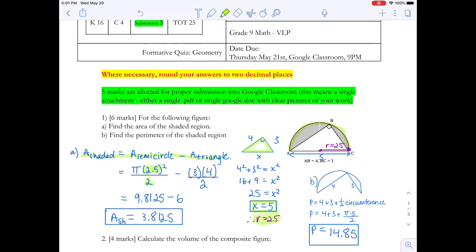For my area of the triangle, I know that my base and height in this triangle are perpendicular. Okay, so I can just multiply 3 times 4 divided by 2 because I know that the base is perpendicular to the height. So I just put that in my calculator and I get 3.8125 to be the area of the shaded region.